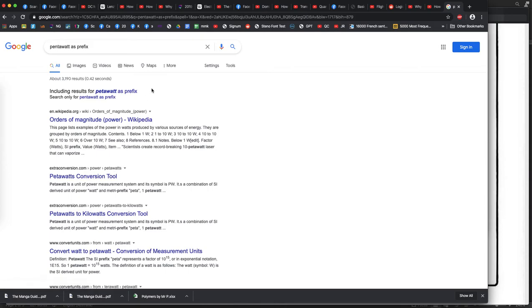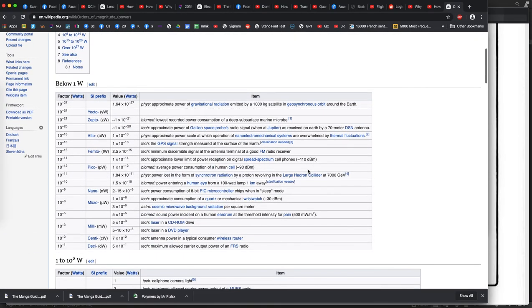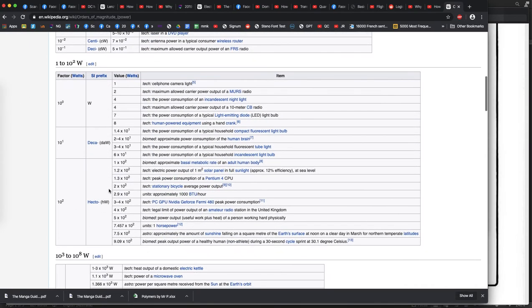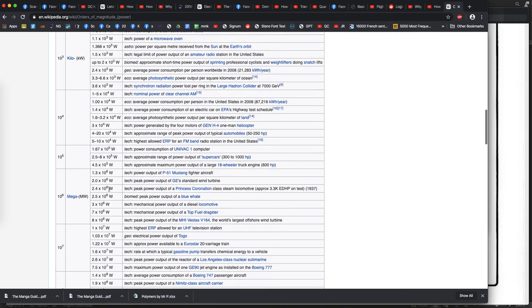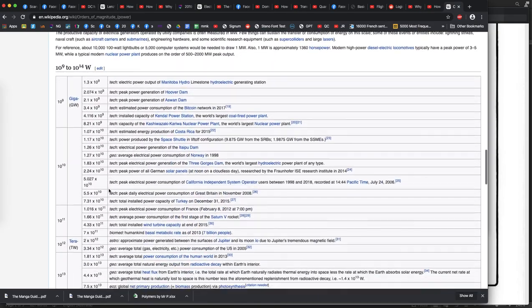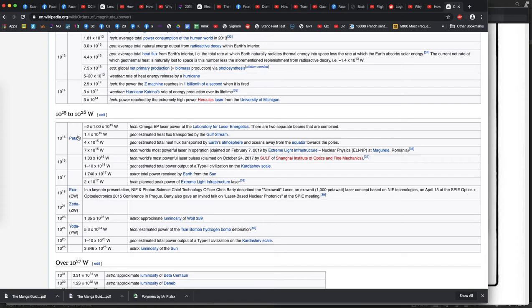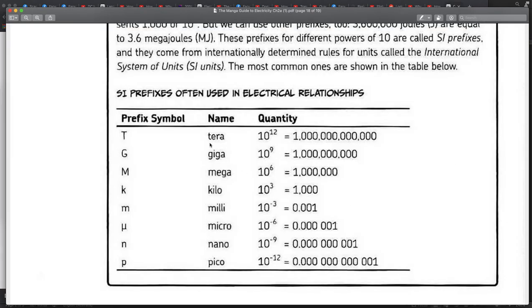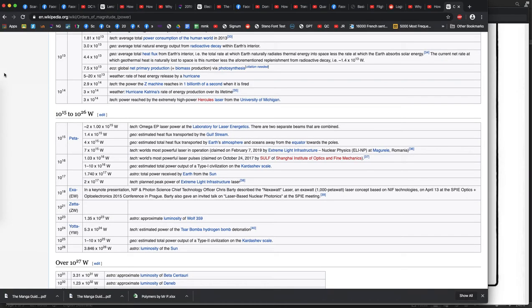Petawatts, there you go. I still don't have how many that is. What is the magnitude of power? Kilo, mega, giga, tera, peta, 10 to the 15. Okay, the point is it's big. It's 1,000 times bigger than a terawatt. It's 1,000,000 times bigger than what a power plant produces.